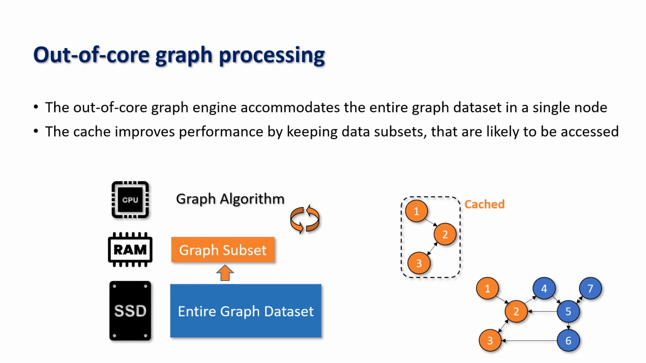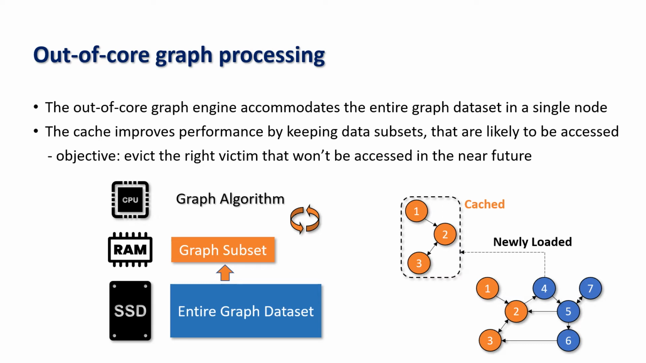The cache improves performance by keeping data subsets that are likely to be accessed in memory, so that the graph engine can save the time to load data from the storage device. So when a cache miss occurs, such as 4 in the figure, it's important to evict the right victim that won't be accessed in the near future. It's needed to make room for the newly loaded data. And the victim selection process entirely depends on the cache policy.